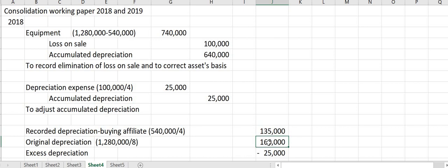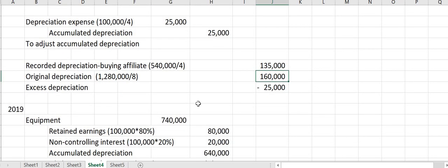So for consolidation purposes, the depreciation expense should be 160,000, but the recorded depreciation in the books of the buying affiliate is actually 135,000. So kulang yung depreciation natin, diba? So therefore, we'll debit depreciation expense for the excess depreciation, which is actually 25,000, and credit accumulated depreciation for 25,000.